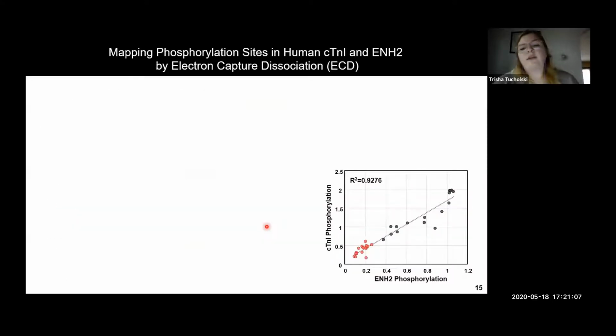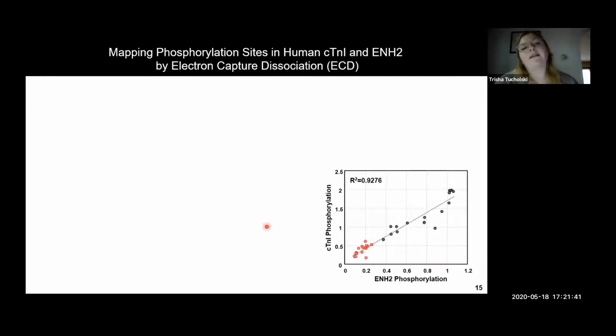Okay, so we noticed this consistent decrease. So we also wanted to know, is there a correlation between the cardiac troponin I and ENH2 phosphorylation? So what we did was we mapped the phosphorylation for these 2 proteins against each other, and we actually saw a really positive linear correlation between those samples. So that told us maybe these are being regulated by a similar kinase, or maybe there's crosstalk between the pathways that regulate these proteins. And so we really wanted to answer that question.